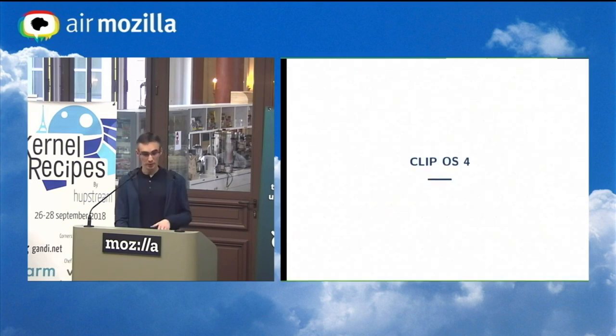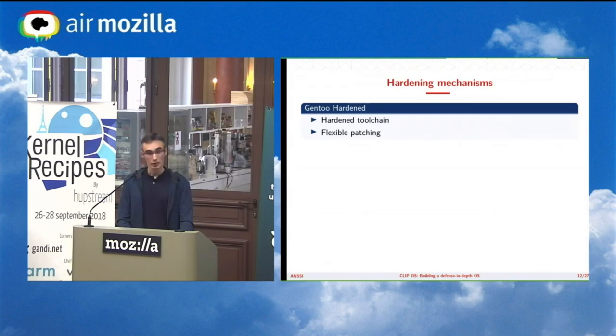Now let's dive more into some interesting CLIP OS features. CLIP OS is built thanks to the Gentoo Hardened Linux distro. So it allows us to use a hardened toolchain to build a lot of user space binaries in a secure way. And it also enables us to easily patch multiple applications, even the kernel, in a flexible way.